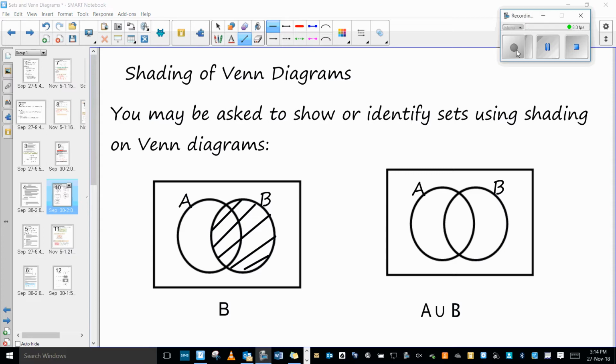Right, this next one, A union B. What did the U mean, Lily? Union. So in other words, it's everything in the sets A and B. So we would shade all of this, but not that tiny bit outside.